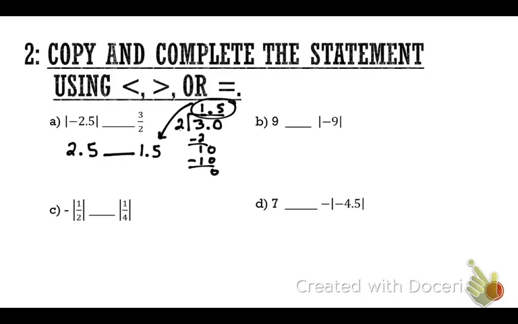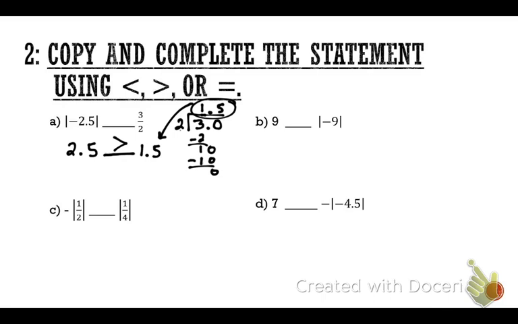Does anyone know what sign should go there in between the two of those? What do you think? This way? Okay, I need to know what it's called, not just this way. Who knows what that sign is called when it goes this way? What is it? You read it from left to right. So it says 2.5 is greater than 1.5. Just like whenever we read anything, like on a piece of paper, we read from left to right. So this says 2.5 is greater than 1.5.